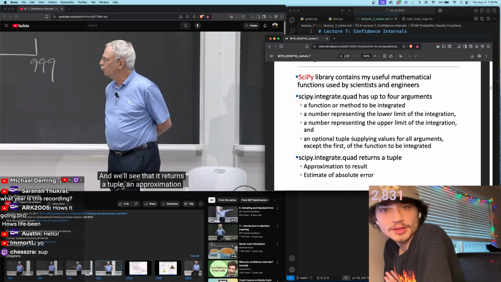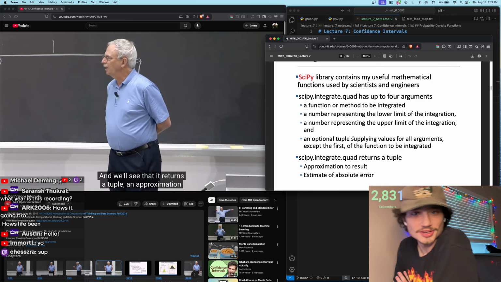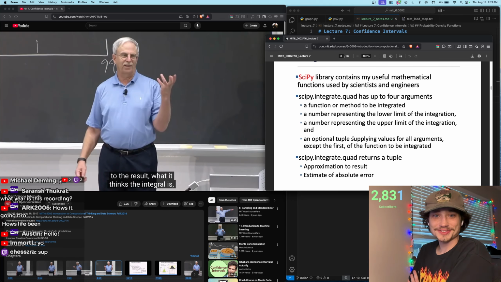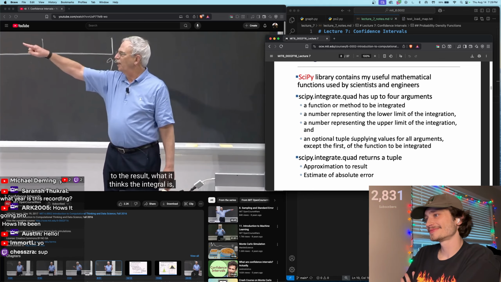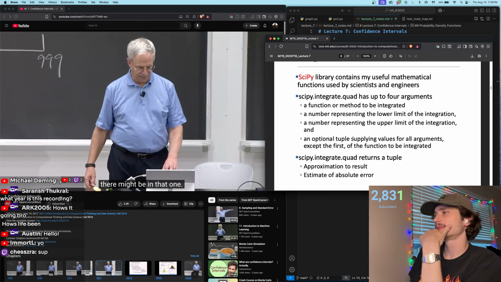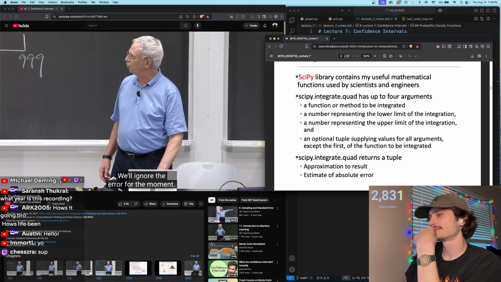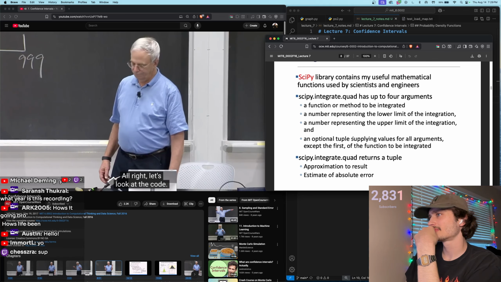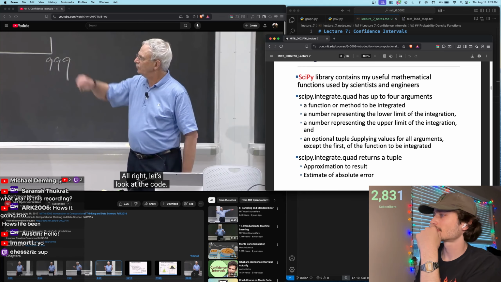And we'll see that it returns a tuple: an approximation of what it thinks the integral is, and an estimate of how much error there might be in that one. We'll ignore the error for the moment. All right, let's look at the code.